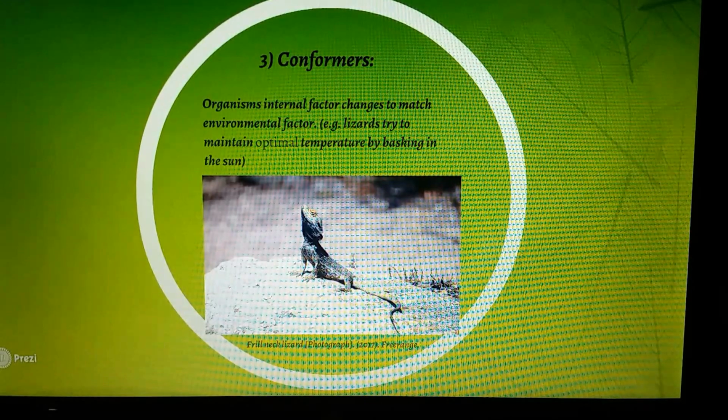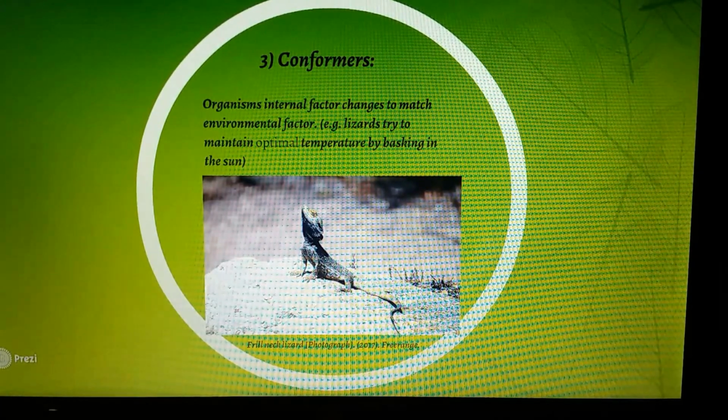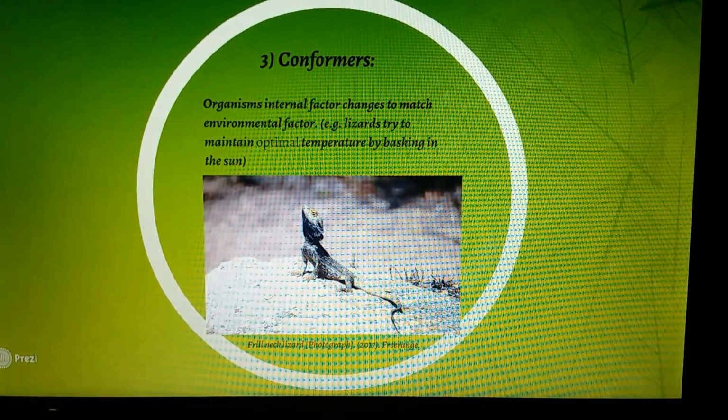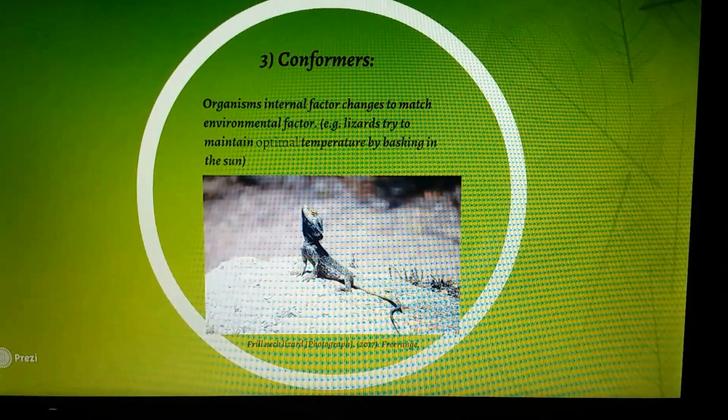And they don't want that internal factor to get too cold, so they try to gather as much heat as they can from the sun outside. So a good way to remember this is that the body says, okay, I'll do what you tell me, environment. So this is a non-stubborn conformer.